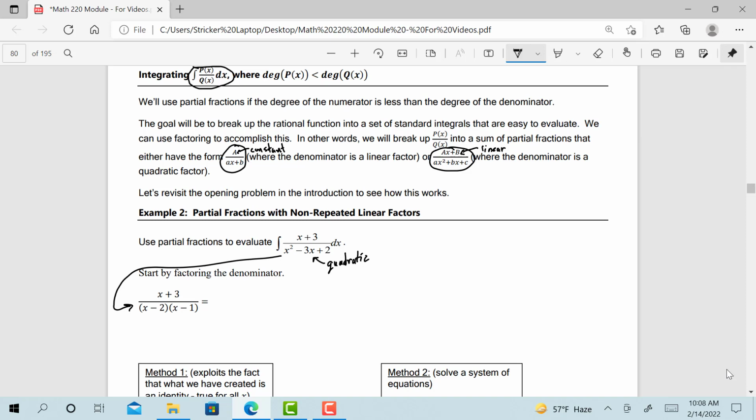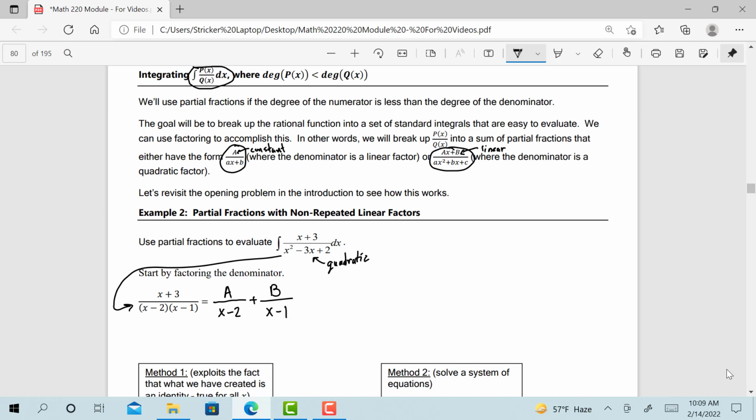And so the way we would rewrite this is as a sum of partial fractions. Since they're both linear, each one of those denominators, the first one being x minus 2, and the second one being x minus 1, each one of those is going to have a constant in the numerator. So it's going to be a over x minus 2 plus b over x minus 1.